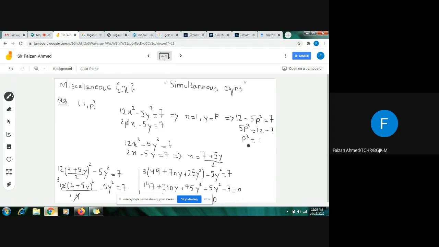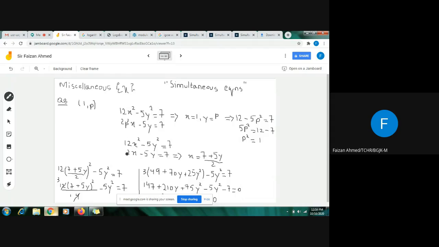But I will not do that because I have a p² in equation number 2, so I will just put this value of p² in equation number 2 to get the solutions of these equations. In this problem, we have to find the value of p and we have to find the other solution as well. I have found the value of p², so I will put the value of p² in place of p² in this equation.